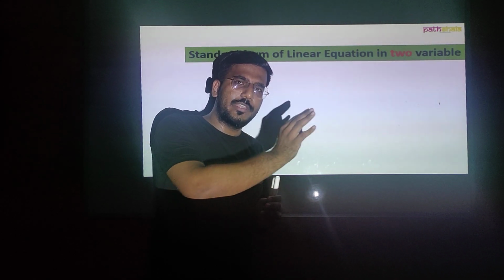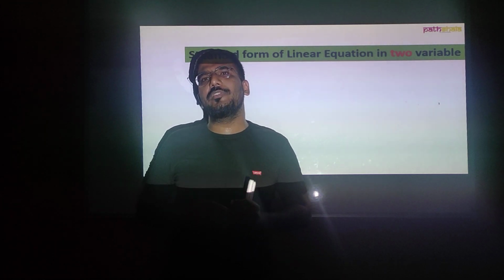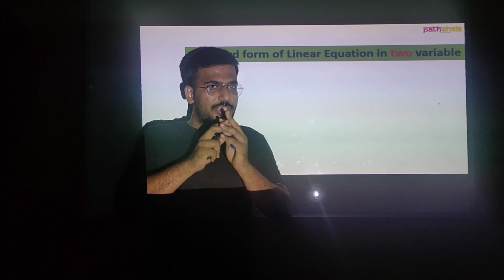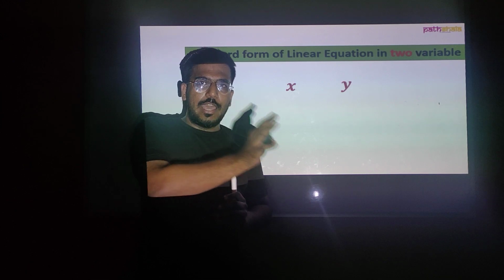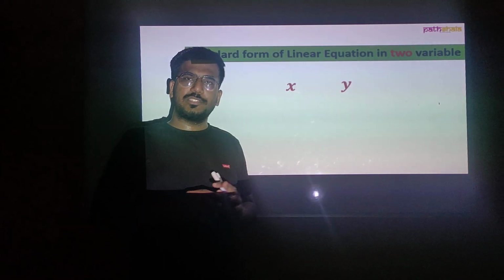Standard form of linear equation in two variables. How many variables do we need over here? Two variables. So generally we take two variables as x and y. Okay, so x and y are these two variables.